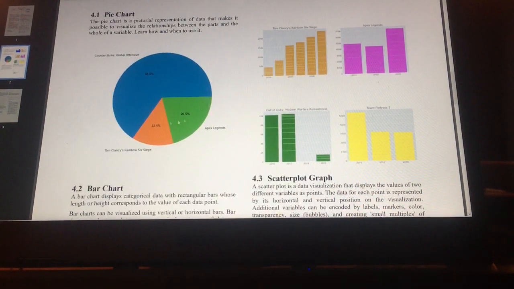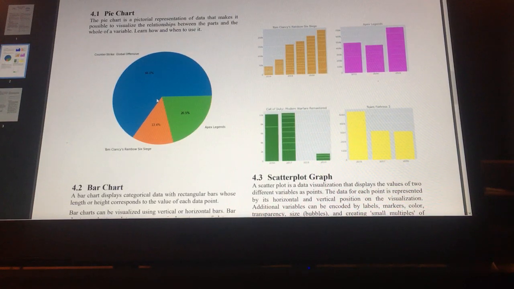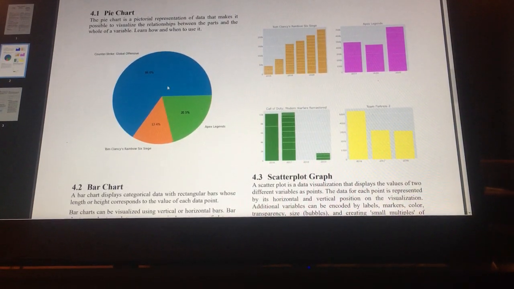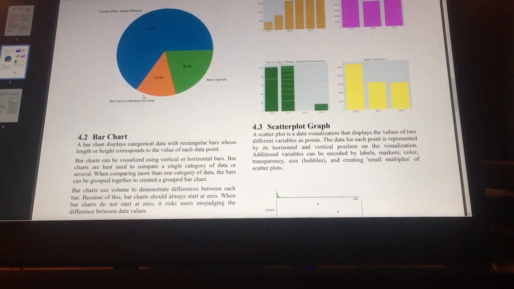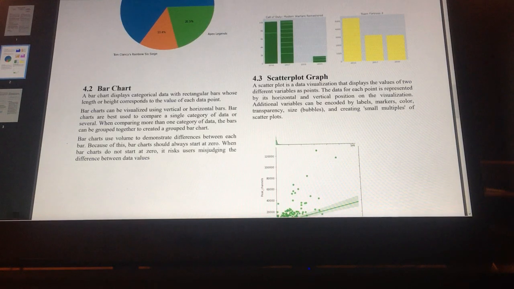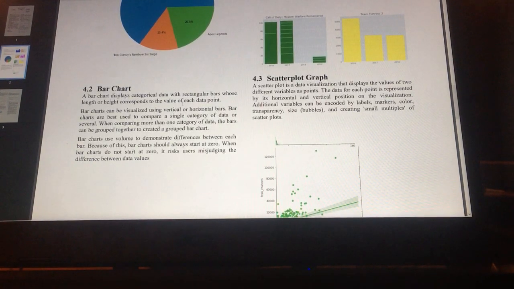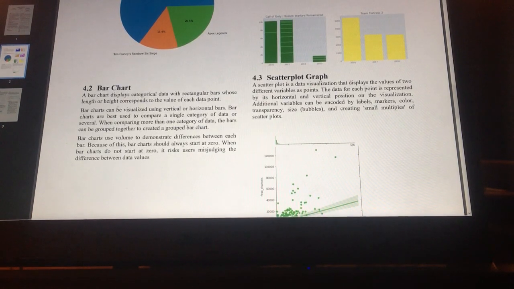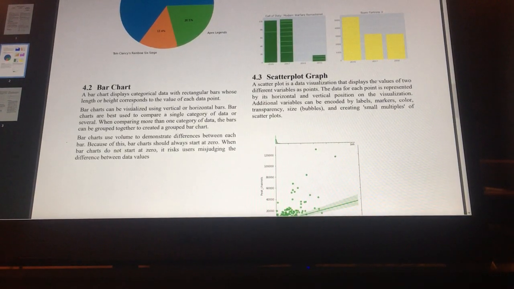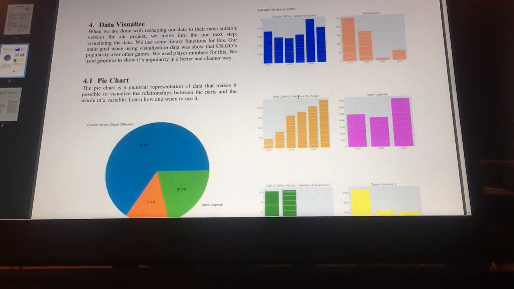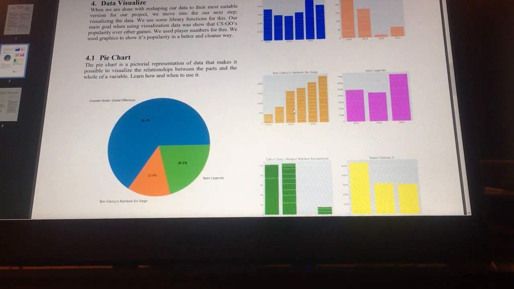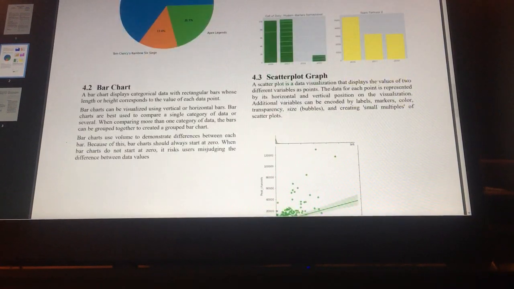We use only 3 games here because the others are so small they are barely visible, so we just eliminate them. Our second method is the bar chart. A bar chart displays categorical data with rectangular bars whose length or height corresponds to the value of each data point. This is a very common one, everybody knows that.